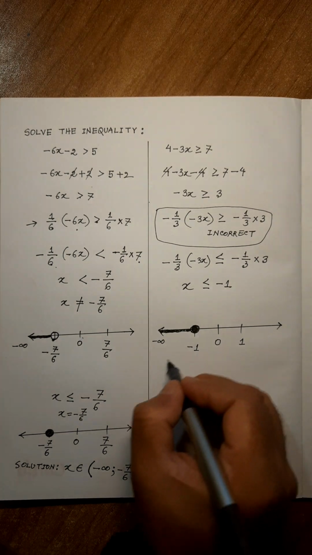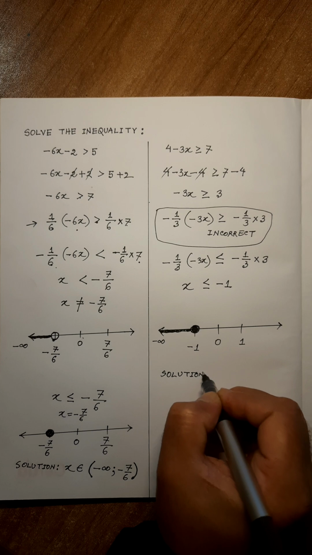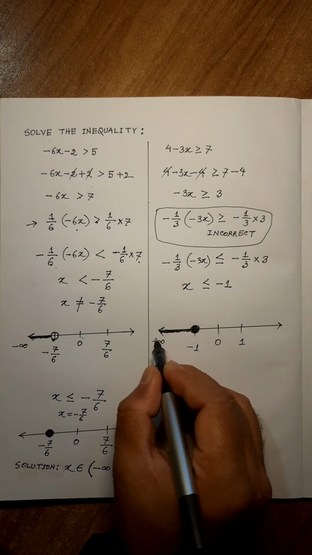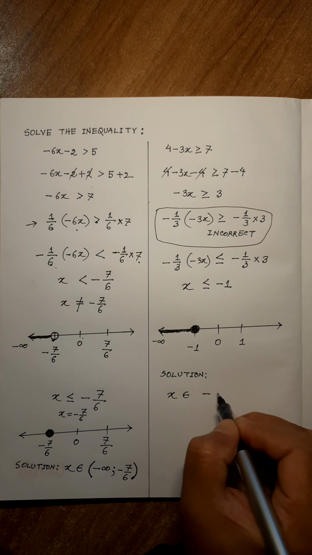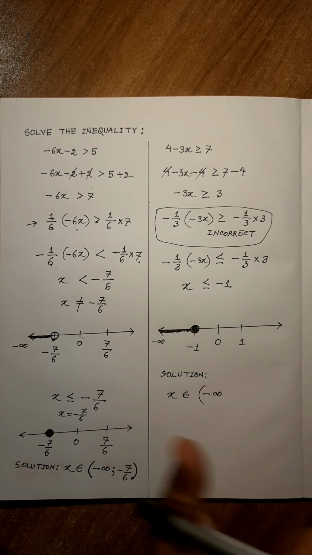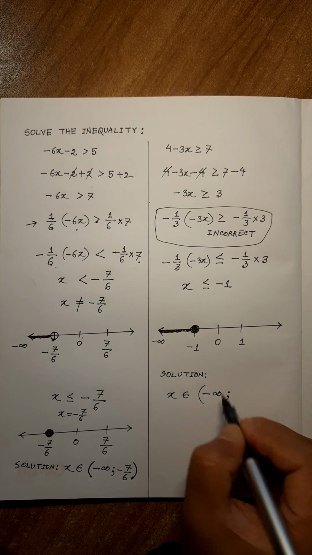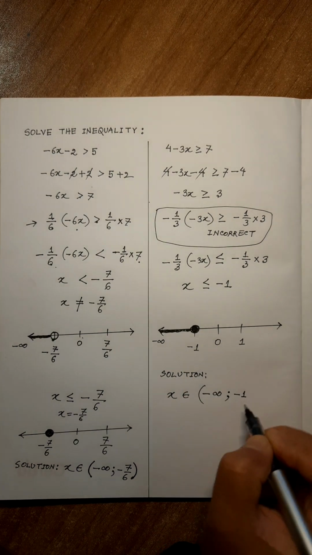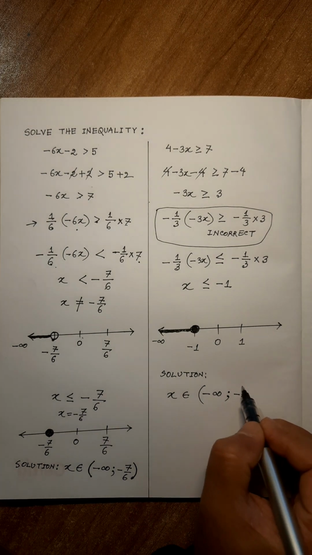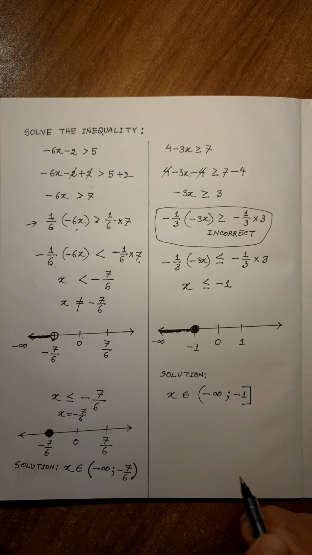So what will be the solution? The solution will look like this. X belongs to the interval. We start with the smaller one, negative infinity. We never include infinity, okay? First bracket, and negative 1, but negative 1 is included. So we are not going to use the first bracket, we are going to use the third bracket. It means negative 1 is included, and that's our solution.